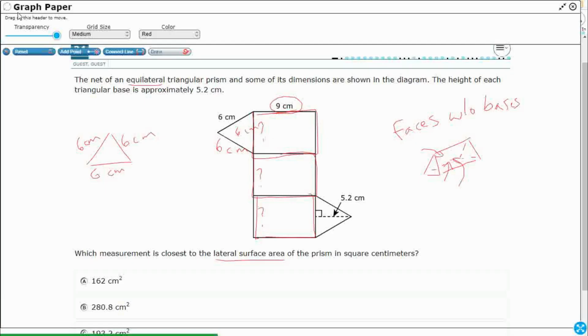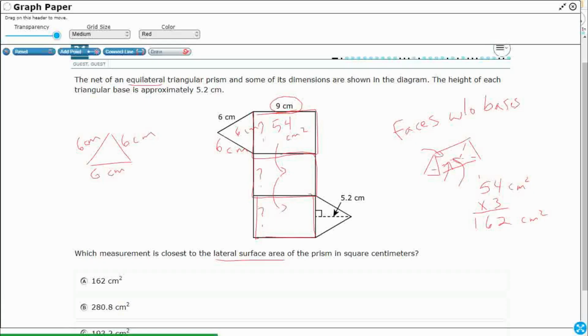So that's 6 times 9, right? That's 54 centimeters squared. And so is that, and so is that. So let's triple our 54 centimeters squared, and that's going to be 162 centimeters squared. We see that as choice A, so that's what we choose.